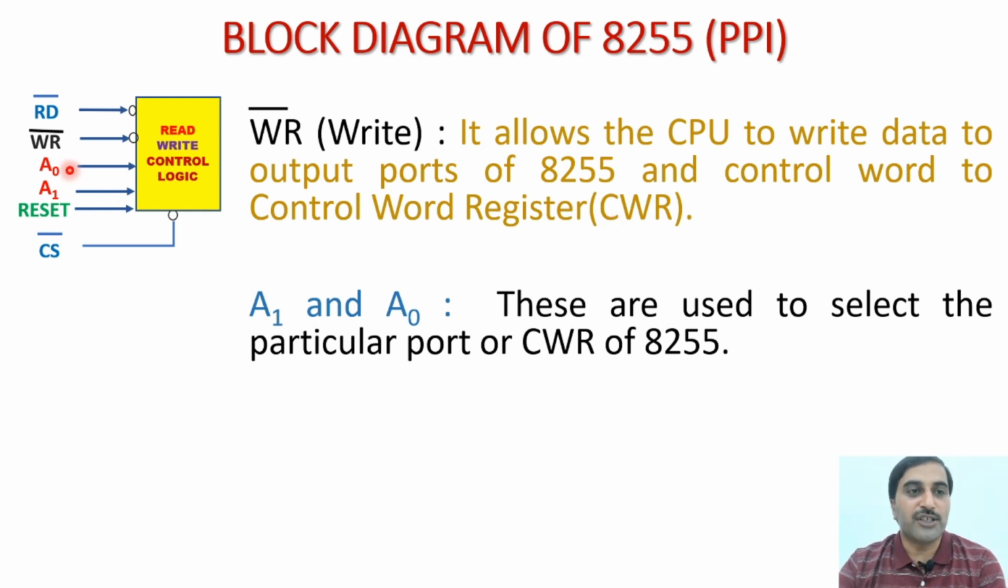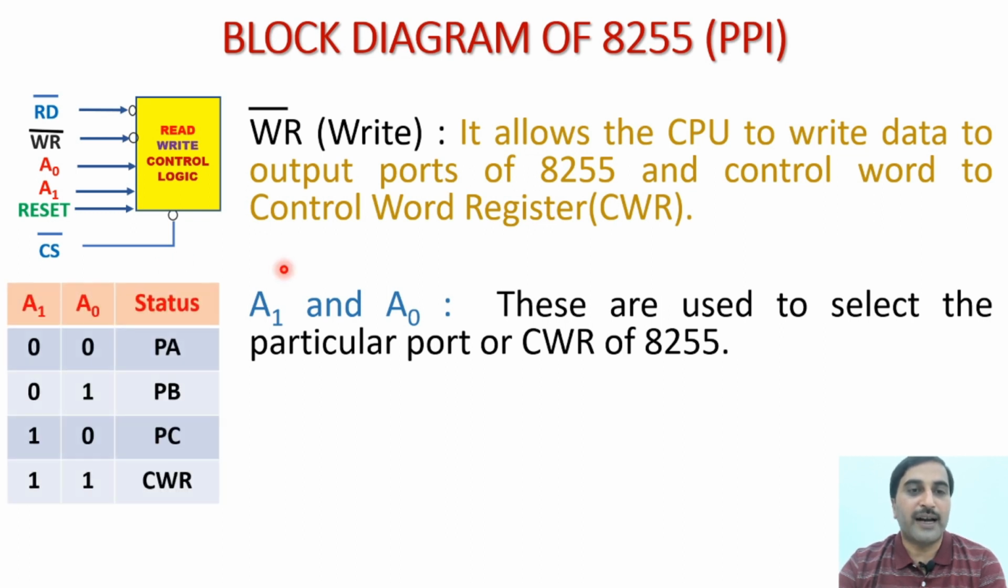Next is A0 and A1 pin. These are basically used to select the particular port or the control word register of the 8255. As we are aware that 8255 supports three ports, port A, port B and port C. कौन सा port किस time पे select करना है, that is basically decided by A0 and A1.